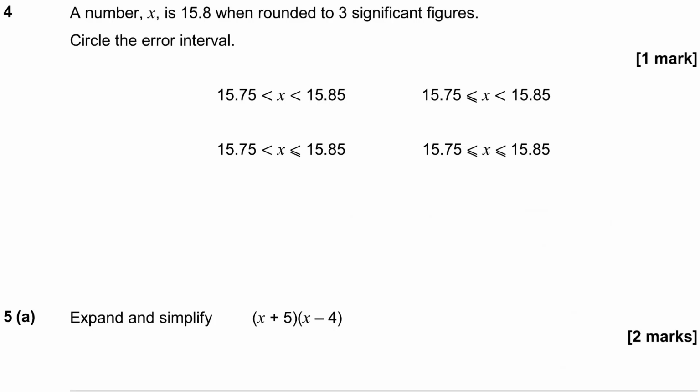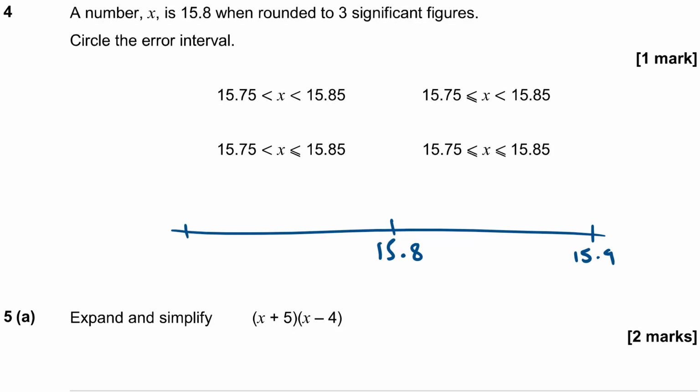Question 4. A number x is 15.8 when rounded to 3 significant figures. Circle the error interval. Okay, now I always find it useful to just quickly draw a number line, mark on the value I've been given. Now this number's been rounded to 3 significant figures, so the next one up from there would be 15.9 and one down from it would be 15.7. And the numbers that round to 15.8 are the ones halfway between.